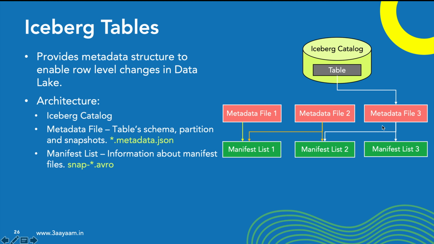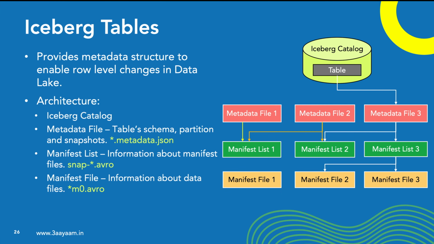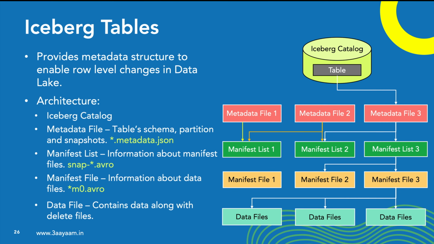A single metadata file can point to multiple manifest lists. Here you can see metadata file 3 is pointing to manifest list 2 and manifest list 3. Metadata file 2 is pointing to manifest list 2 and manifest list 1, and metadata file 1 is only pointing to manifest list 1. The manifest list again points to manifest files, which contain information about data files, and the structure is some random characters followed by m0.avro. So manifest files are also stored in avro format, and these manifest files finally point to the data files, which contain data along with something called delete files.